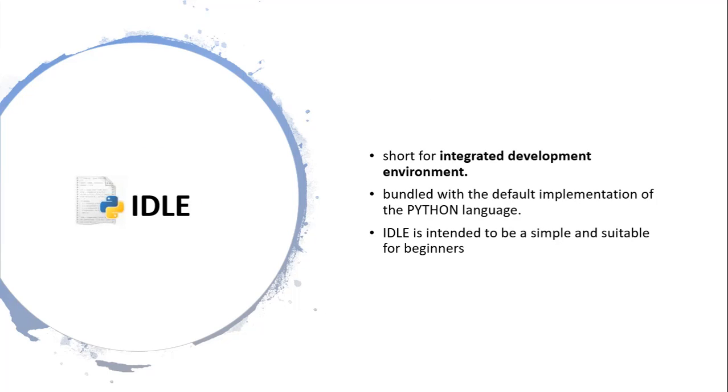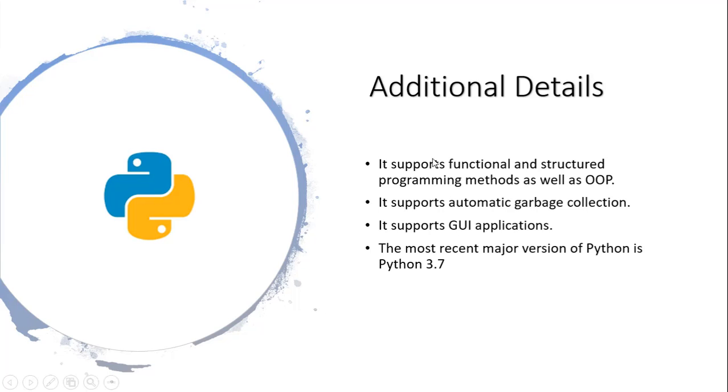Let's see some additional details that you should know about Python. It supports functional and structured programming methods as well as OOP. This is the same point as we have seen in the first slide, that is, it can be used in procedural, functional way. Then it supports automatic garbage collection. There is a collector that will collect all the unused resources. That will help to reduce memory leakages. The next point is it supports GUI applications, as you can develop large applications and even build your own GUI applications using Python. As I am currently making this video, the current version of Python is 3.7.